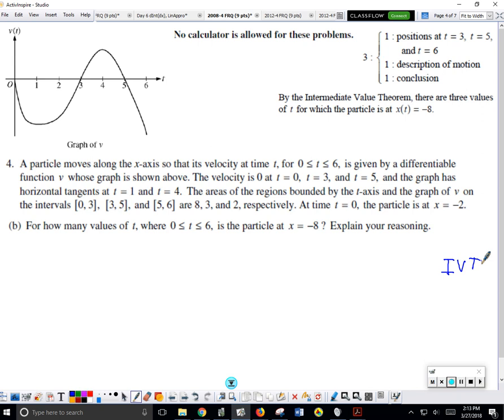So then you say, okay, from time equal 3 to time equal 5, the velocity is positive. The particle is moving right. The particle moved from -10 to, what was it, -7. Once again, by the IVT, the position had to have been -8 during that time period. And then one more statement is what's required. You have to know the name of the intermediate value theorem.